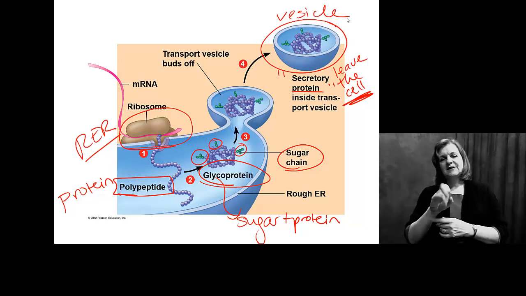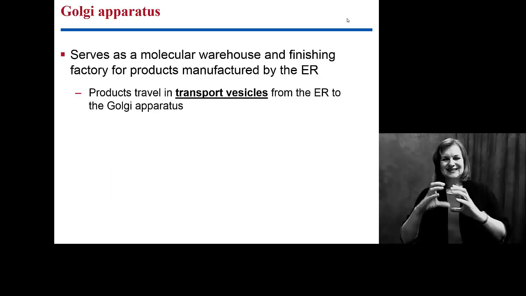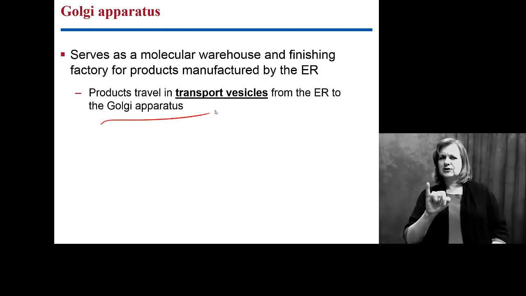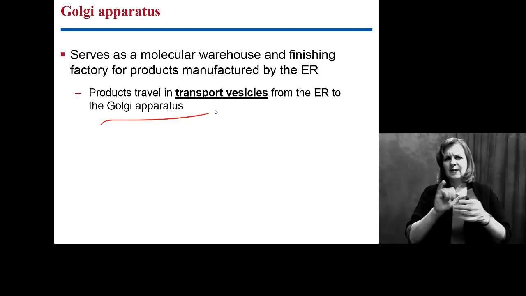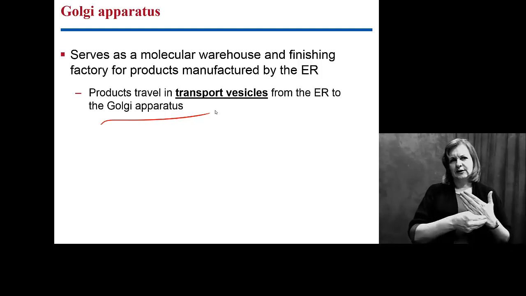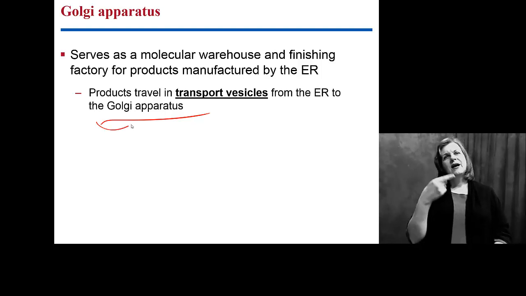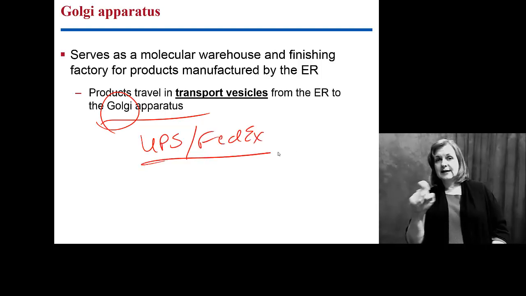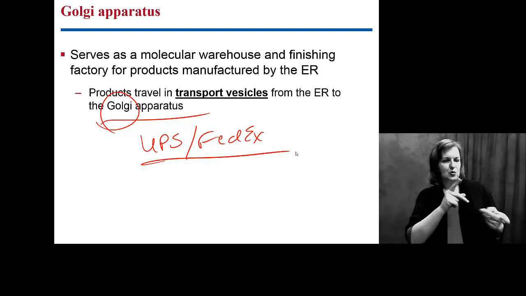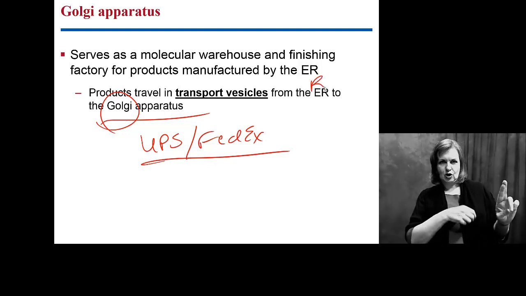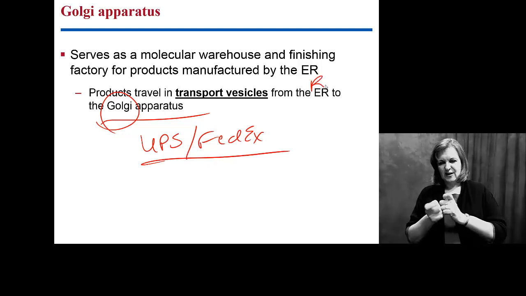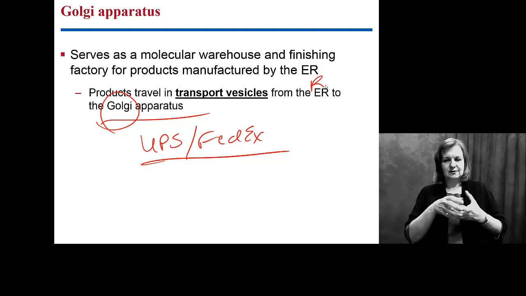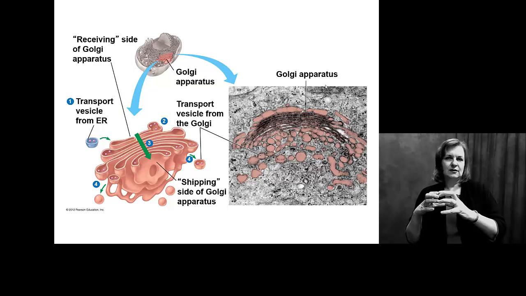Now, it's only going to transport it within the cell at the moment. It's going to take it to something known as the Golgi apparatus. This is part of the endomembrane system we were talking about. So the Golgi, I like to think about the Golgi like UPS or FedEx. Its job is to take those proteins from the rough ER and modify them in some way before they're sent out of the cell to the rest of the body.